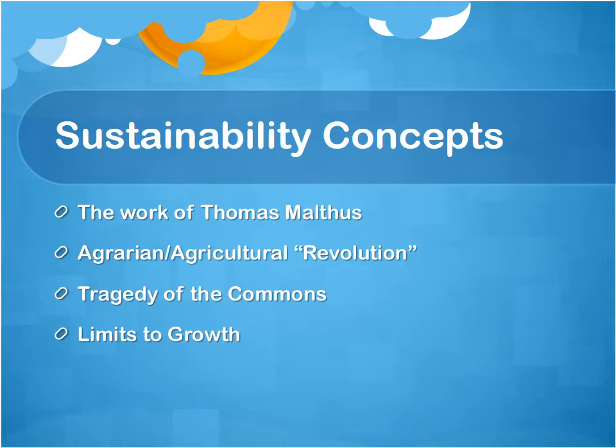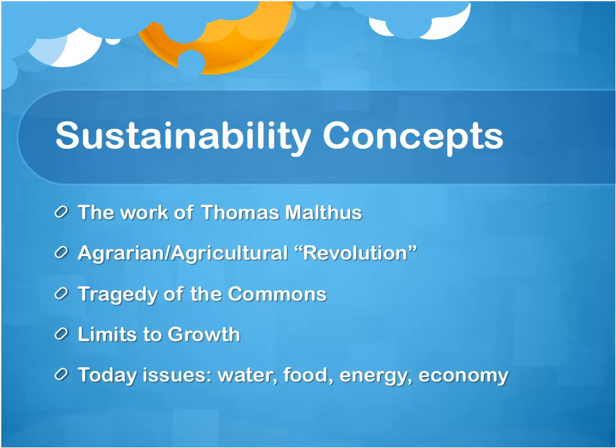Then we'll talk about a study in the 1970s that would probably be the first attempt to look at sustainability from a modeling standpoint. So not just quantitatively like Malthus did, but actually using computational models and system dynamics tools. This was the Limits to Growth study. And then we'll move on to introduce what I call the today issues, which we talked about in the syllabus: water, food, energy, and the economy.